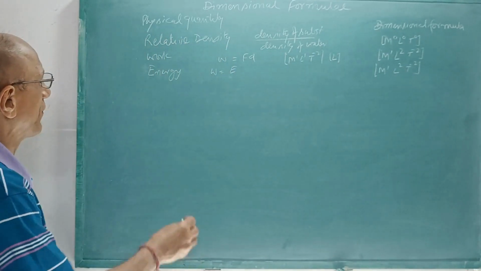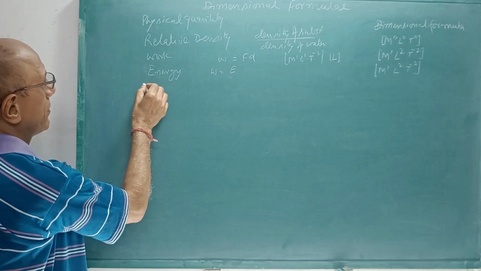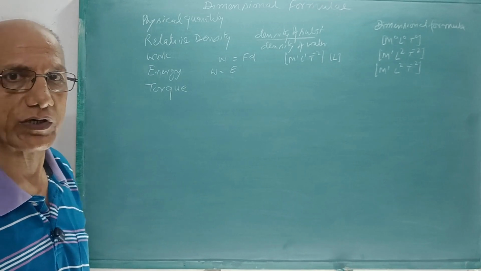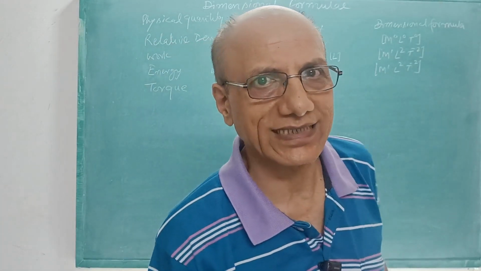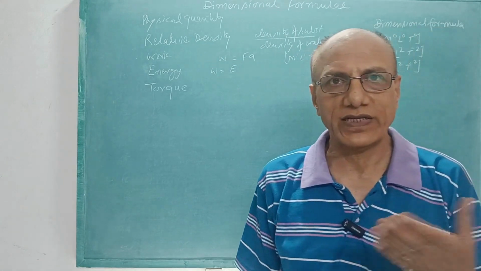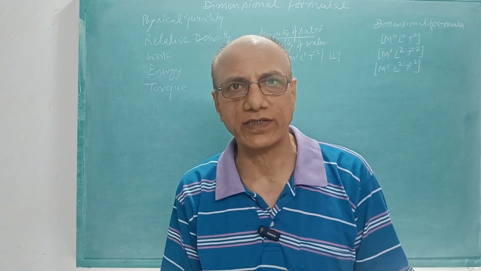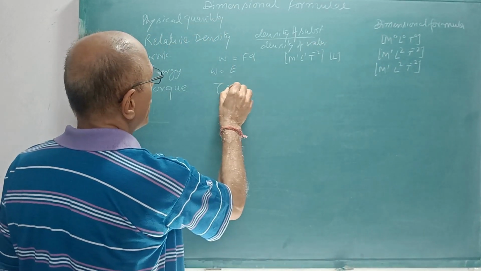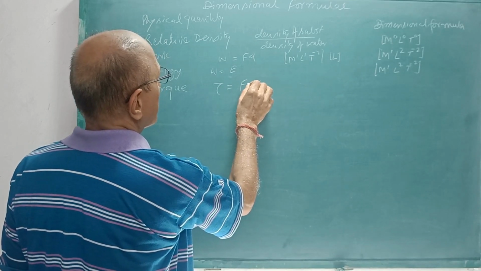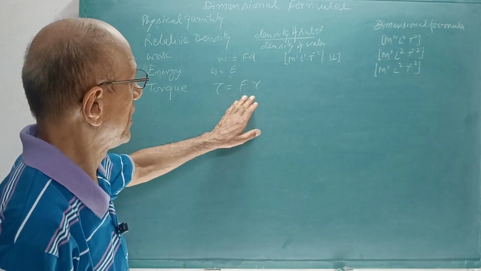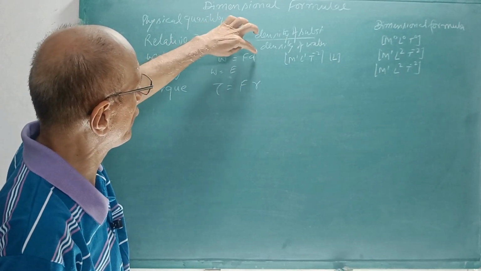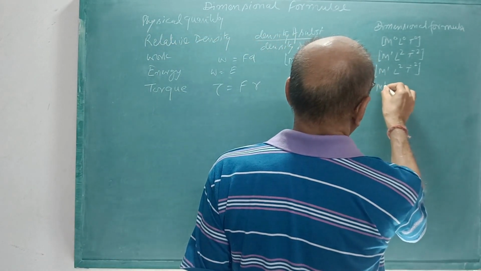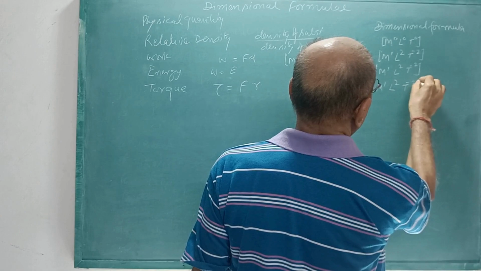Now if we try to find out the dimension formula of the torque, what is the formula for the torque? In class 11th we will study it in later chapters. So torque is force into force arm. That means again the same thing is here, F into D or F into R is the same. So the dimension formula for torque is also M1 L2 T minus 2.